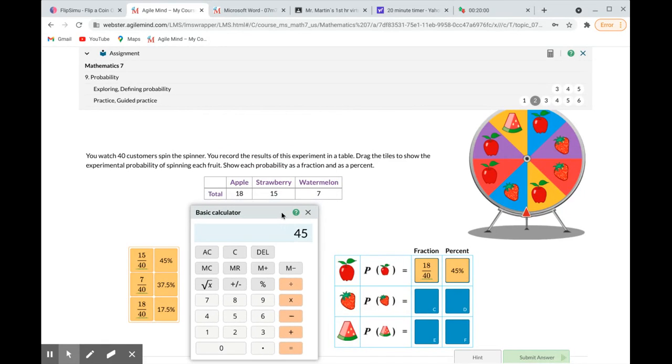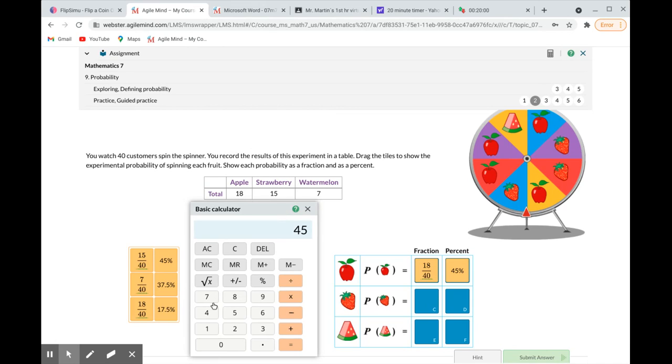All right. What do we need to do for our strawberries? 15 divided by 40. Good. And what would I need to do to find my percent? Divide. Correct. I have to take my numerator and divide it by the denominator and then multiply it by 100. So what would we get? 37.5%.